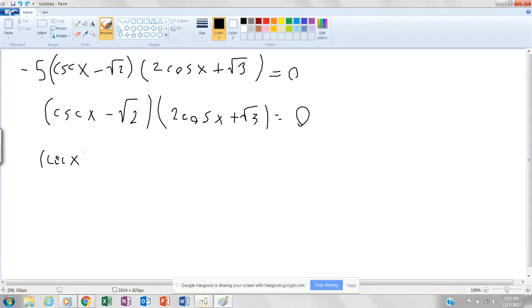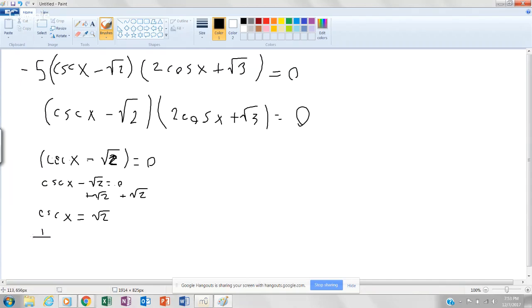So cosecant of x minus root 2 equals 0. So we can say that cosecant of x, we can just get rid of the parentheses, and square root of 2 equals 0. Well, then we can add square root of 2 to each side. So cosecant of x equals square root of 2.